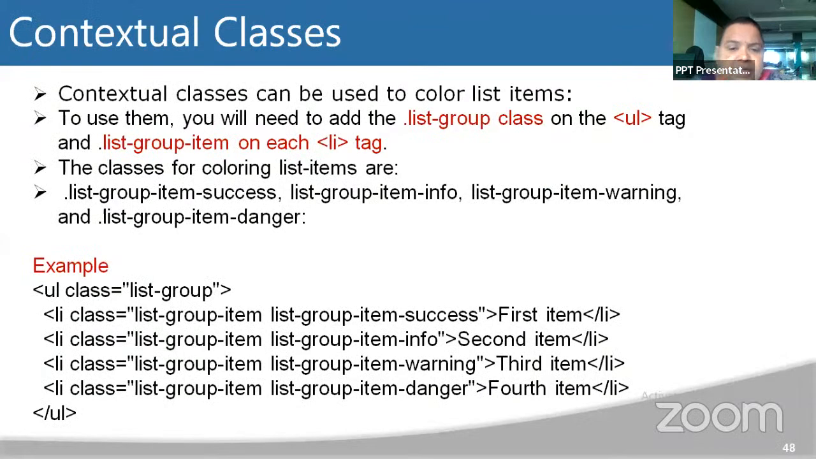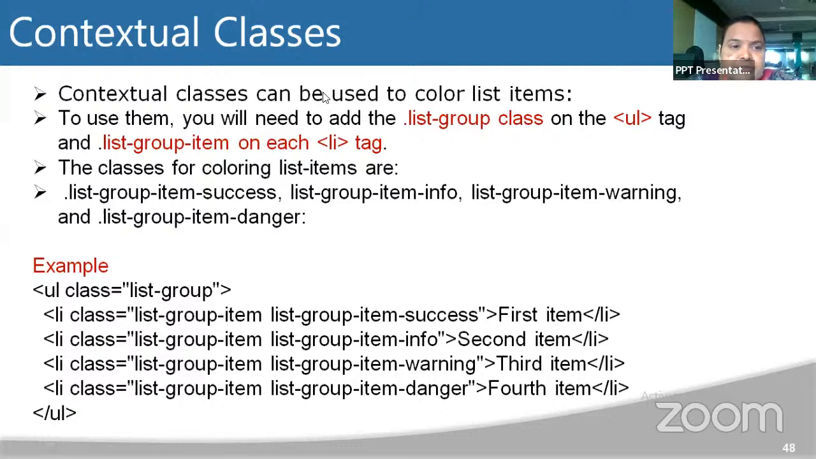The contextual classes are always used for color combinations. Each list item is represented in a different color. The first item is one color, the second item is another color, and the third item is a third color. For this purpose you can use these contextual classes. The contextual classes can be used to color list items.